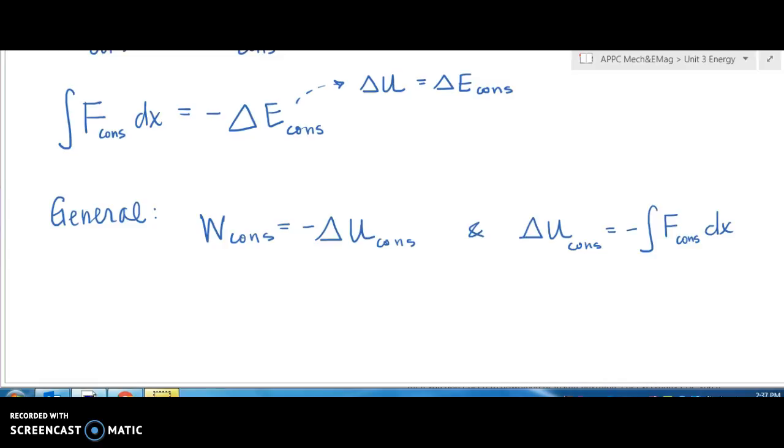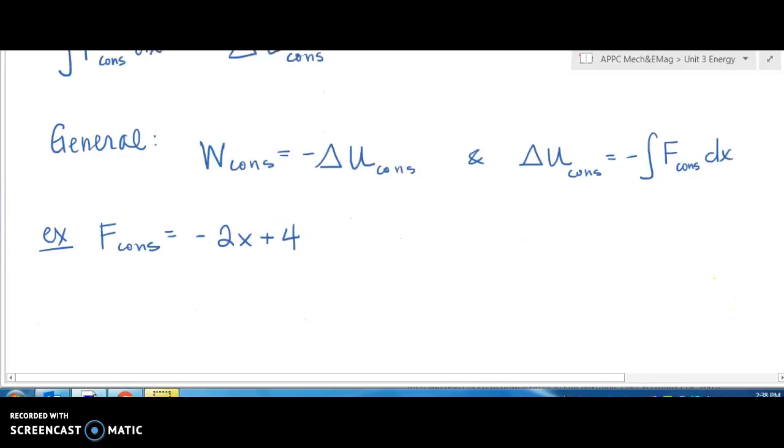Now, for the sake of making things interesting, sometimes we make up things and say, for example, there is a conservative force of negative 2x plus 4. So we've got this force that is supposedly conservative, and it's varying with position. Then you could ask what is the change in the energy stored in that conservative field, from 0 to 2 meters. You don't always have to write CONS. So it's the integral of negative 2x plus 4 dx.